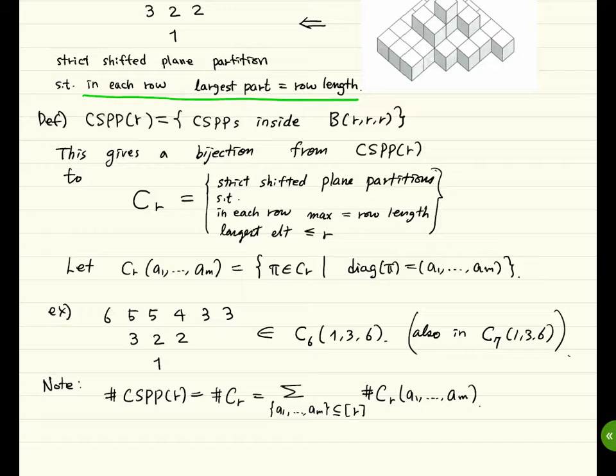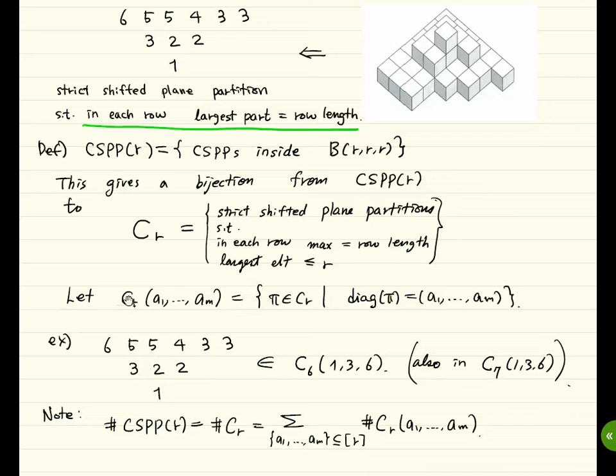All right. Now we have this object. We're going to work on this object because it's easier for us to study. And let me introduce one more definition. So here we have a strict plane partition, but we're going to specify the diagonal. So C_R of A1 up to AM is the set of plane partitions inside this with diagonal entries given by this. So this plane partition is inside this set, C sub 6 of 1, 3, 6.